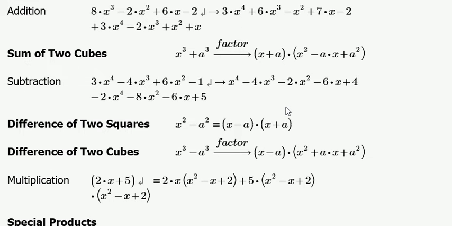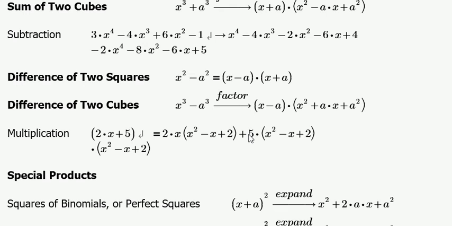Subtraction, again you consider the degree of each monomial in the polynomial and do the operation of subtracting one polynomial from another. Difference of two squares, x squared minus a squared, is equal to x minus a times x plus a. Difference of two cubes, x cubed minus a cubed, is equal to x minus a times x squared plus a times x plus a squared.